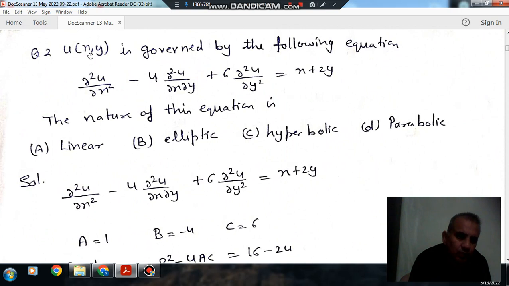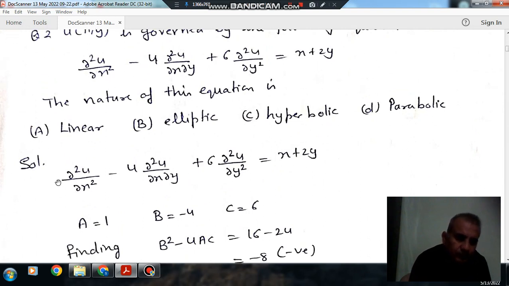Next, question number 2. u(x,y) is governed by the following equation: ∂²u/∂x² - 4 ∂²u/∂x∂y + 6 ∂²u/∂y² = x + 2y. The nature of this equation is option A linear, option B elliptic, option C hyperbolic, and option D parabolic. So this is the equation.